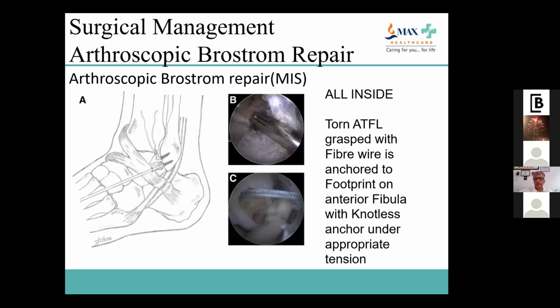So how is it done? We have two techniques for arthroscopic Brostrom repair. All inside technique, whereby the ATFL is grasped with a fiber wire and anchored to the distal end of fibula at the footprint using a knotless anchor under appropriate tension.